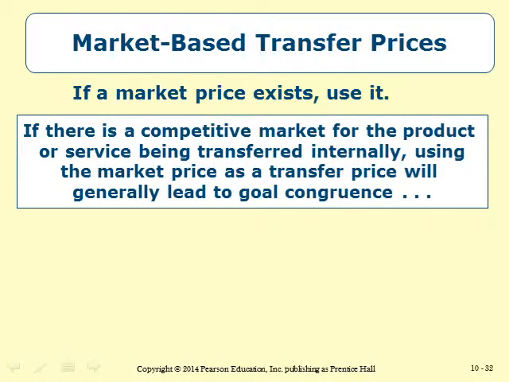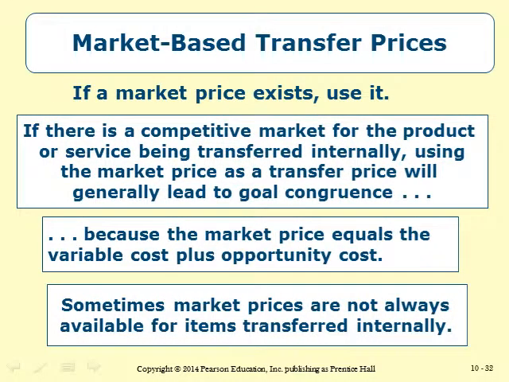So when there is a ready market for an item or service transferred from one segment to another, transfer pricing policies are straightforward. The common maxim is, if a market price exists, use it. The more competitive the market, the better the maxim applies. If there is a competitive market for the product or service being transferred internally, using the market price as a transfer price will generally lead to goal congruence. And that's because the market price equals the variable cost plus the opportunity cost.